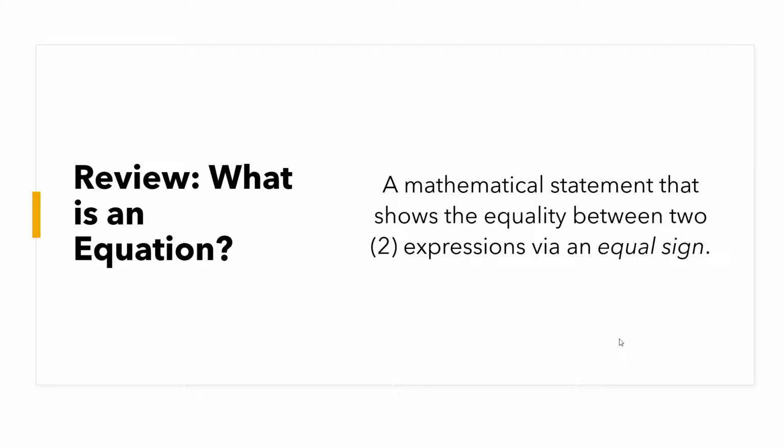So, let's first review what an equation is. An equation is a mathematical statement that shows the equality between two expressions via an equal sign. So we have two expressions, both placed on the left side and the right side of the equal sign, and that equal sign signifies the equality between the two expressions.